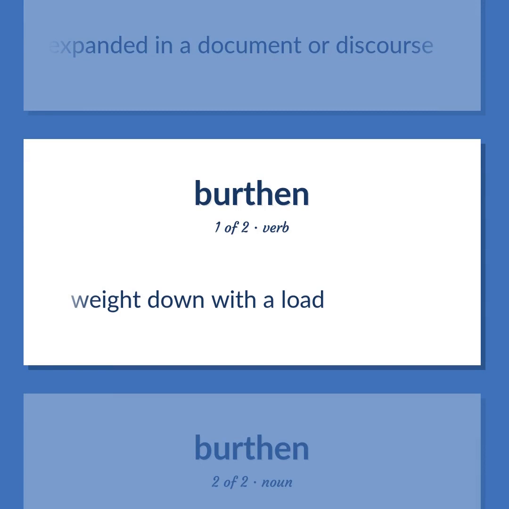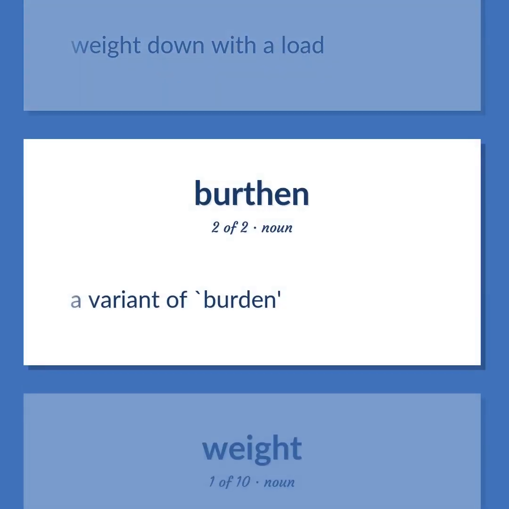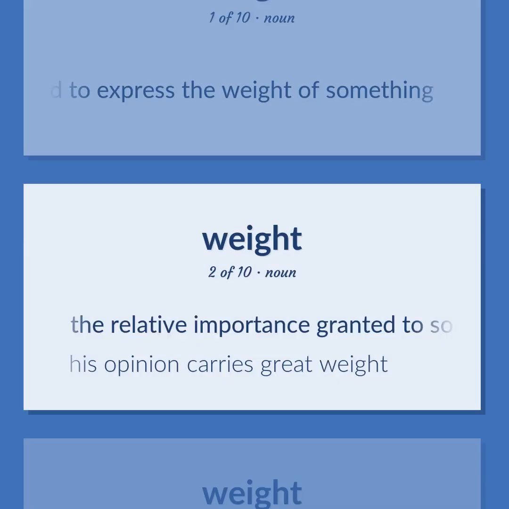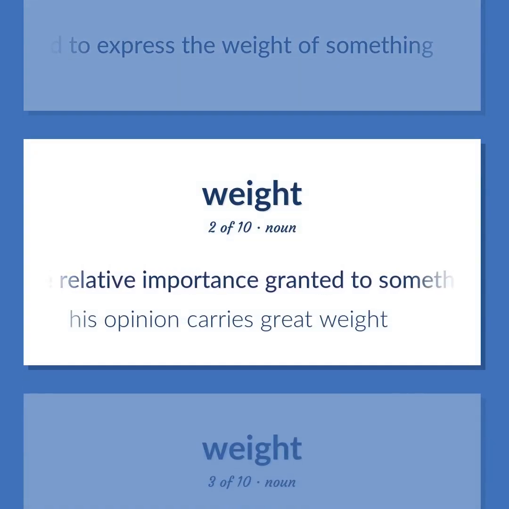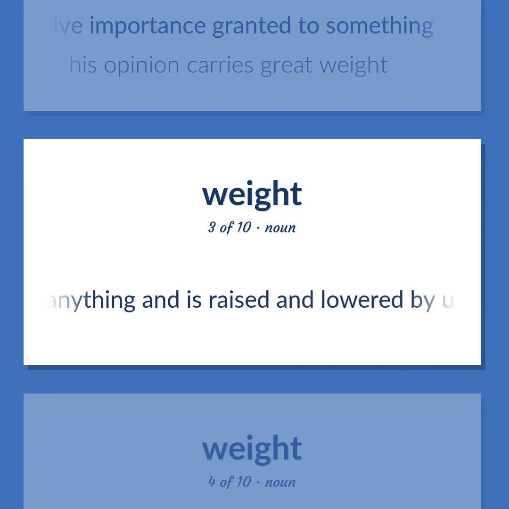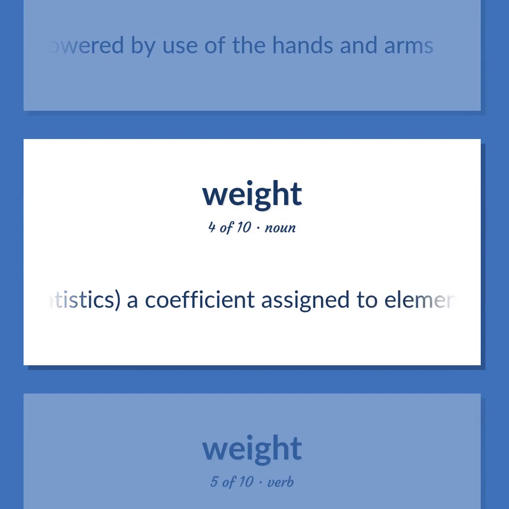Weight down with a load. A variant of burden. A system of units used to express the weight of something. The relative importance granted to something. His opinion carries great weight. Sports equipment used in calisthenic exercises and weightlifting. It is not attached to anything and is raised and lowered by use of the hands and arms. Statistics. A coefficient assigned to elements of a frequency distribution in order to represent their relative importance.